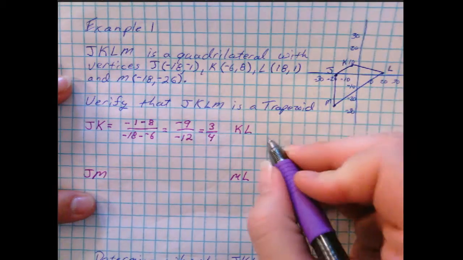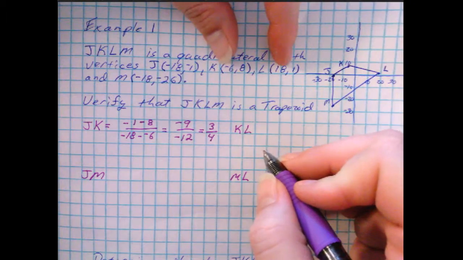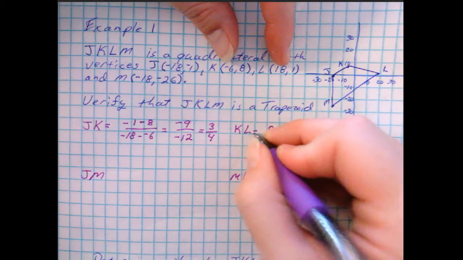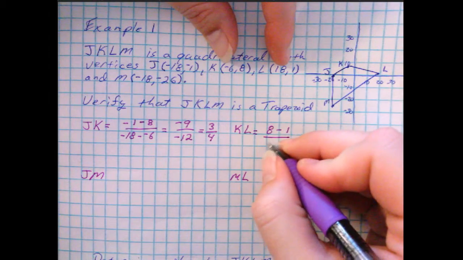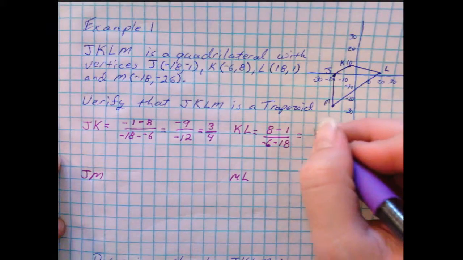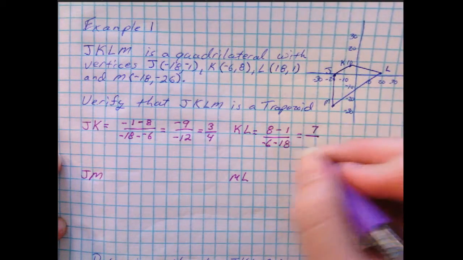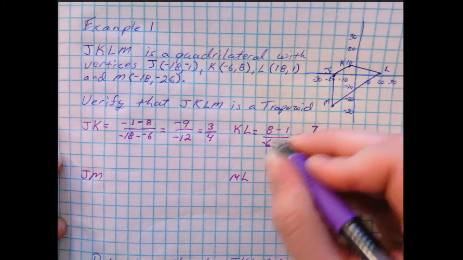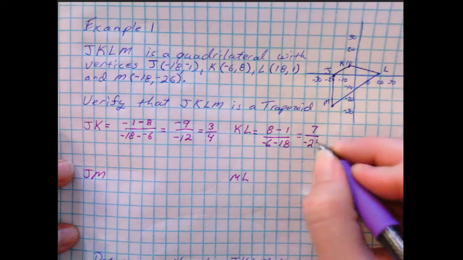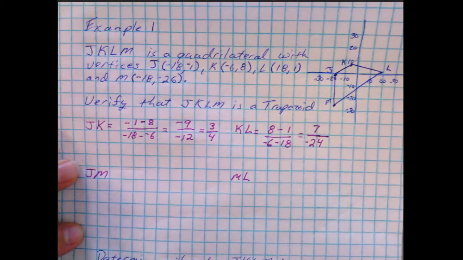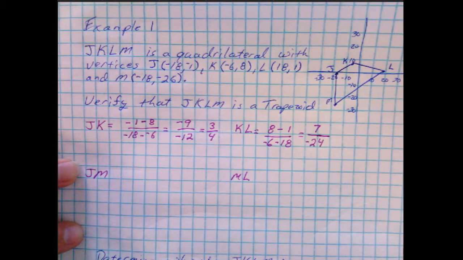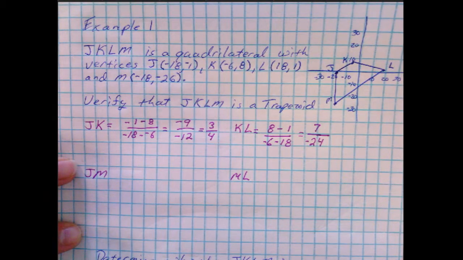Okay, let's go on to KL. For KL, we have 8 minus 1 divided by -6 minus 18. 8 minus 1 is 7. -6 minus 18, now we're going to add these together. So we get -24. And I'm actually going to be leaving this one this way, because we can't really simplify it any further than that.